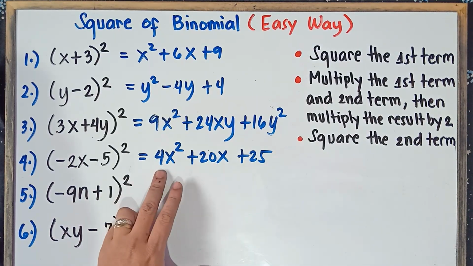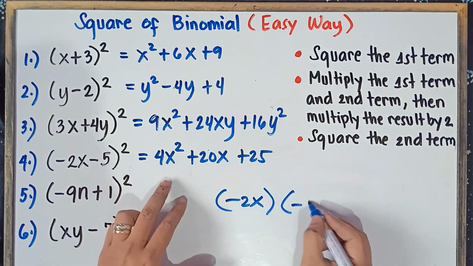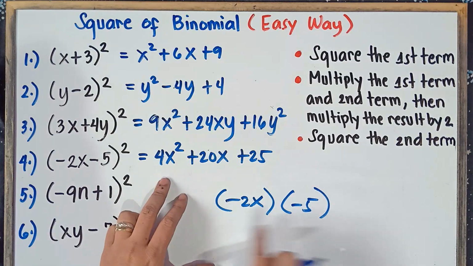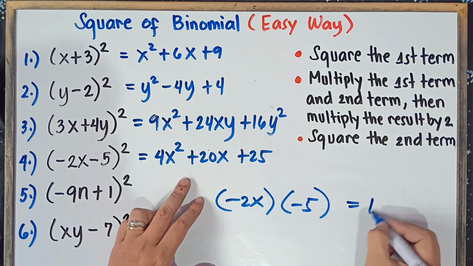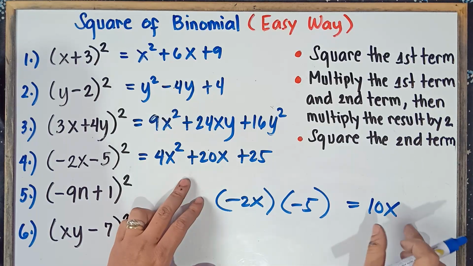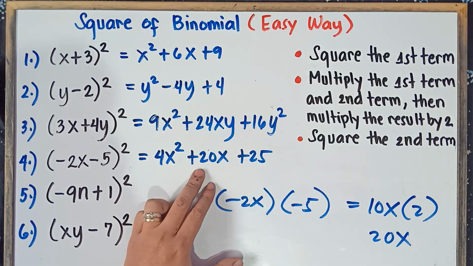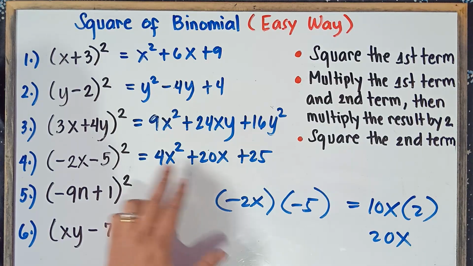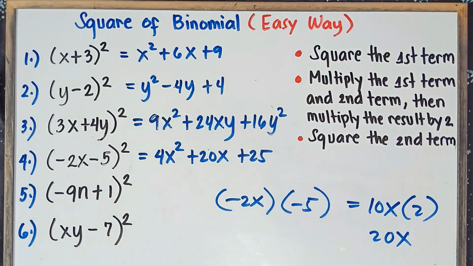And then second step, you multiply the first term, negative 2x, by the second term, negative 5. Negative times negative is positive. 2x times 5, that would be 10x. And then you double your answer, or you multiply it by 2. So that would be 20x. That's why we have 20x. And then last step, you square the second term. Negative 5 times negative 5, that would be positive 25. So once again, class, if you master this one, I'm sure you can answer it right away.